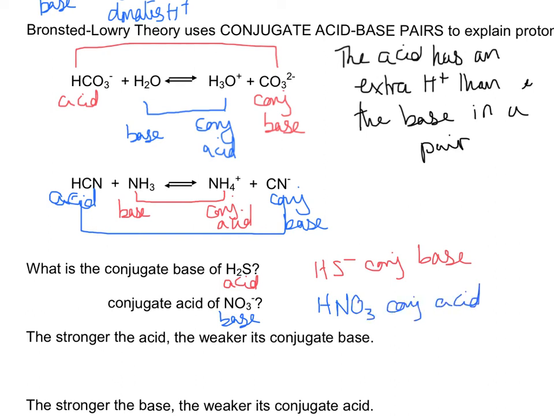Again, if you're not sure and you answer on the test, when you look at your answer, make sure that it makes sense. In a pair, the acid has an extra H plus. So these two look the same, except the acid has an extra H plus. Again, here, these two look the same, except the acid has an extra H plus. So the acid always has an extra H plus.